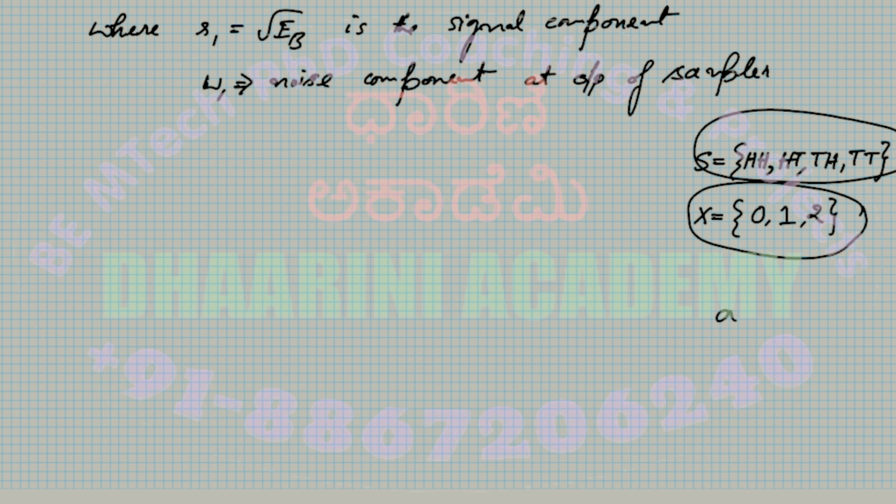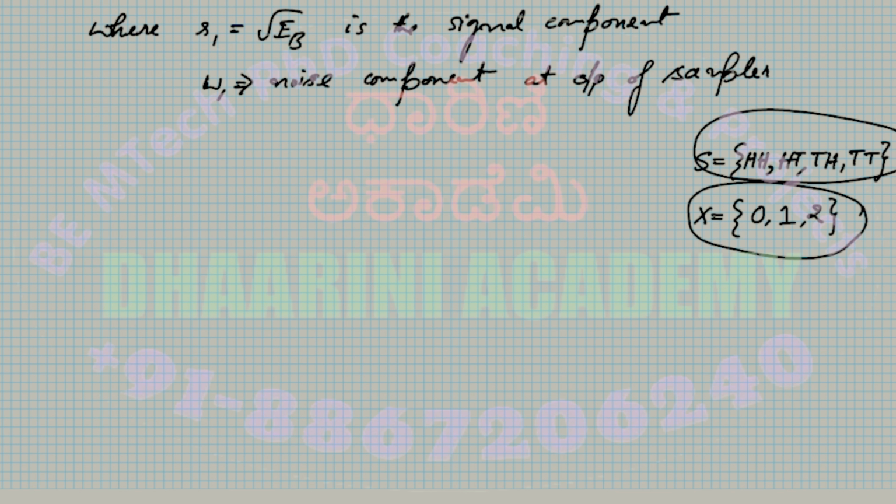Because of that reason, such variables which take random values depending upon some experiments are called random variables. Are you able to differentiate between a variable and a random variable now?